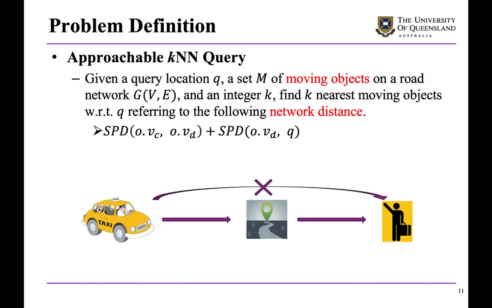Next, we define a new type of query named the approachable kNN query to consider the occupied objects as query results. Concretely, given the same input as the kNN query, the approachable kNN finds the k nearest objects regarding a specific distance measure. We compute the distance from the moving object to a query location as a combined distance, which is from the current location of the moving object to its destination, and then from the destination to the query location. This means we consider the remaining trip of the occupied taxis.